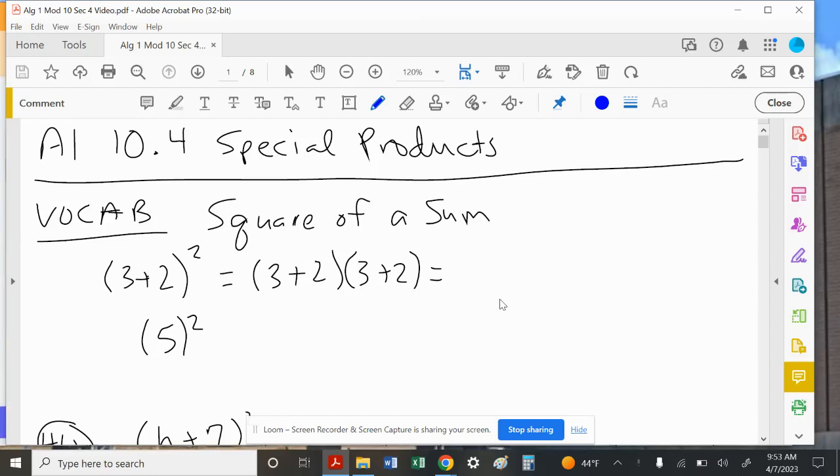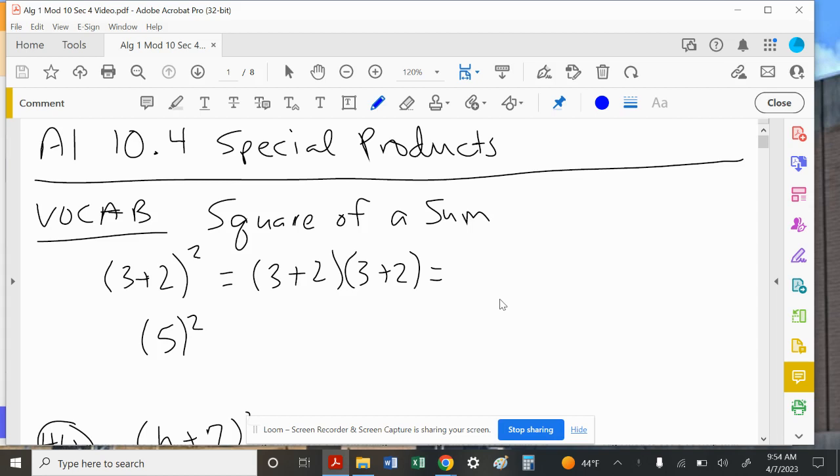Okay, let's move on to 10.4, and we're going to be dealing with special projects in this one. We're coming up about the halfway point, a little bit more than the halfway point through Module 10, so a test will happen right after these four lessons. First thing, vocabulary. So square of a sum.